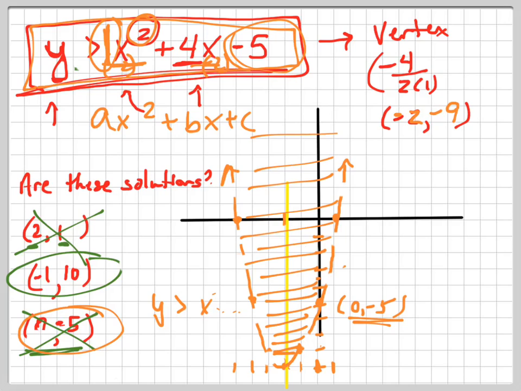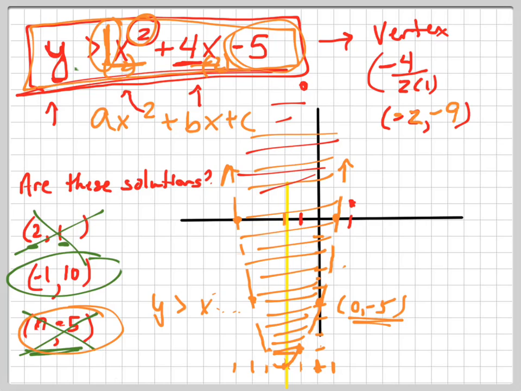So now let's look at how these points over here would have made sense. Where was 2, 1 at? 2, 1 is here. Oh, look, it's so close to being inside my shaded area, but it's not. That's why it's not a solution. Negative 1, 10. Negative 1, 10 is way up here somewhere. That's inside my shaded region, so it is a solution. In fact, negative 1, a million is inside of it too, because these lines just go up forever.